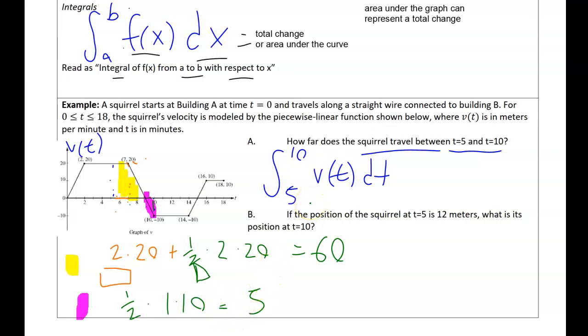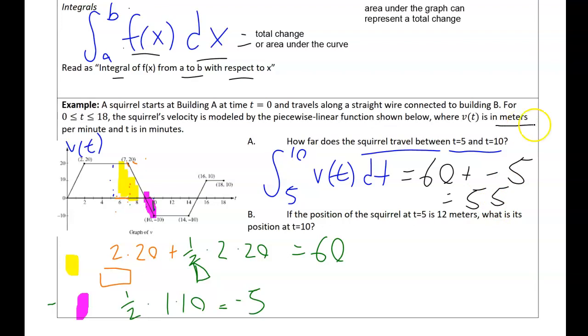Now here's the catch. Notice purple is below the x-axis. So purple is a negative value. So I'm going to say my area is a negative 5. Okay? So my integral is just the sum of those. 60 plus negative 5 is 55. So that is how far the squirrel has traveled.